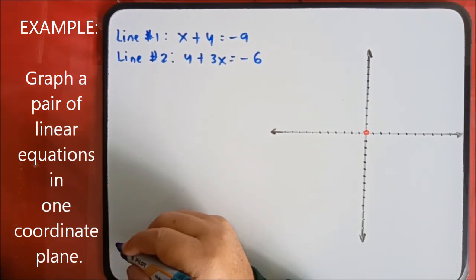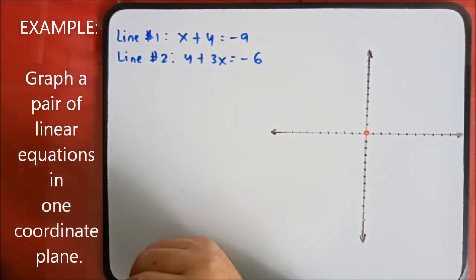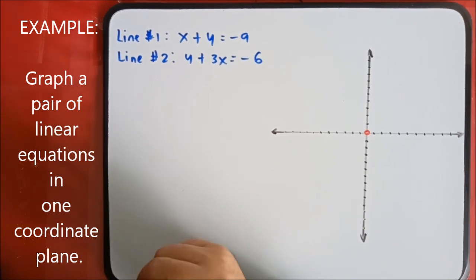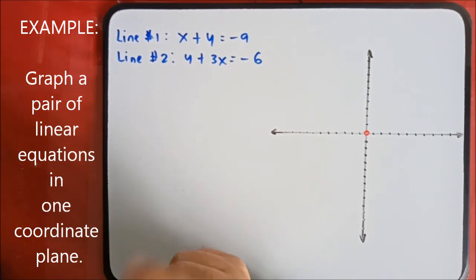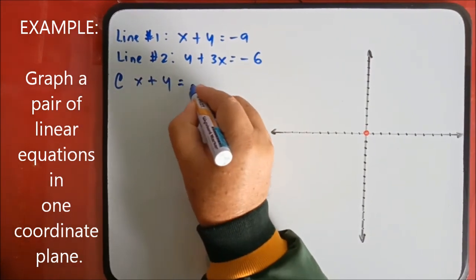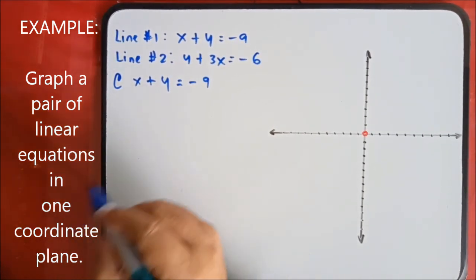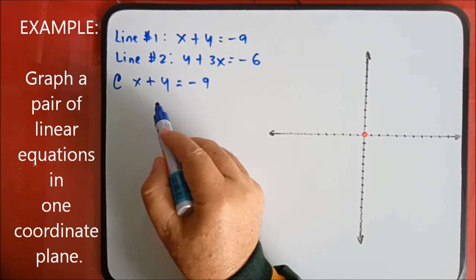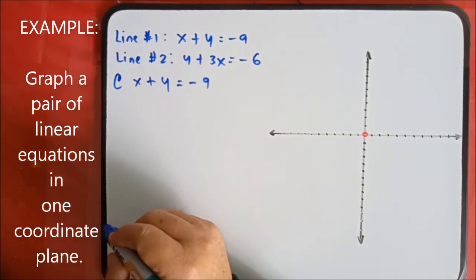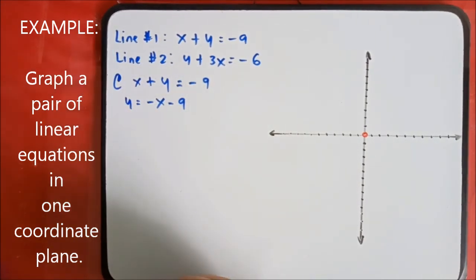Now, the best way is to convert these equations into the slope-intercept form. Bakit slope-intercept form? Para makuha natin ang slope at makuha din natin ang y-intercept. Okay, line 1, x plus y equals negative 9. How will you convert this? Di ba maiiwan dapat yung y sa left side? Ililipat natin ang x ngayon sa kabila. So y will become negative x minus 9.